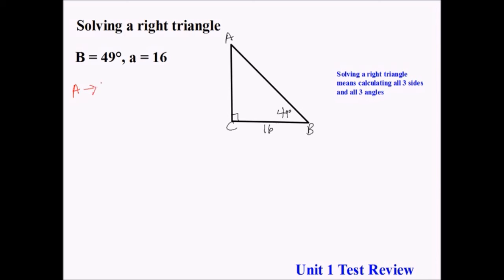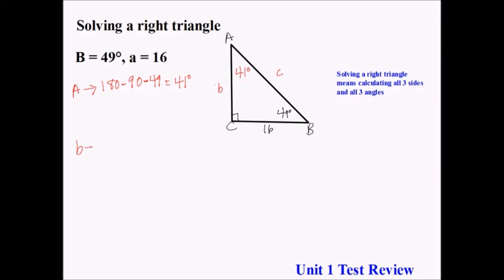So big A is going to be 180 minus 90 minus 49. So big A is going to be 41 degrees. Okay. We can either try to find little b or little c. It doesn't really matter. Let's go ahead and say b since it's going to be the next one in order.